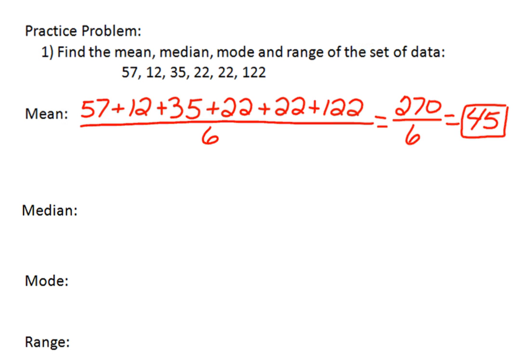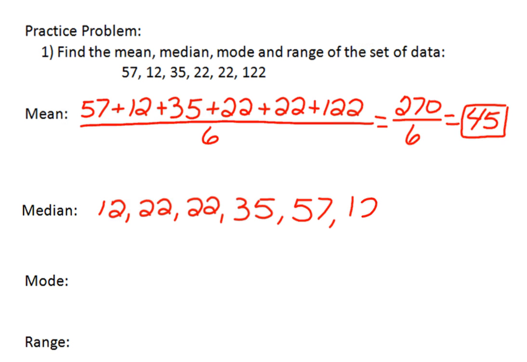The median, first we have to put the numbers in order from least to greatest. So we have a 12, 22, 22, 35, 57, and 122. I always recommend counting the data and make sure you have all the right numbers. So 1, 2, 3, 4, 5, 6. We have all the numbers there.